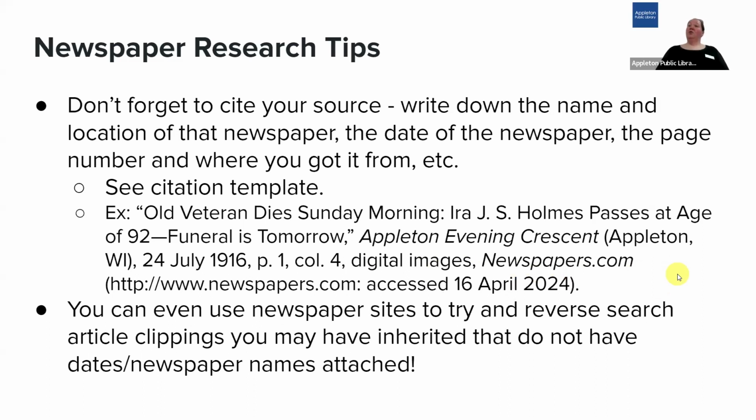You can even use these newspaper sites that have digital newspapers to try to reverse search any clippings you might have. So maybe you inherited a bunch of newspaper clippings from your grandma or your mom that have no dates or newspapers attached to them. You have no clue where this obituary came from. You can search that person's name in these obituary sites or newspaper sites and find out what newspaper and what date it came from and what page, so that you can properly cite those sources then.